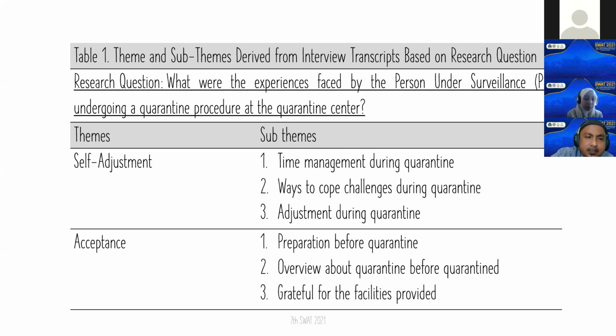And the theme of acceptance has brought us three more sub-themes: the preparation before the quarantine, the overview about the quarantine before the quarantine period, and how they are grateful for the facilities provided in a quarantine center.